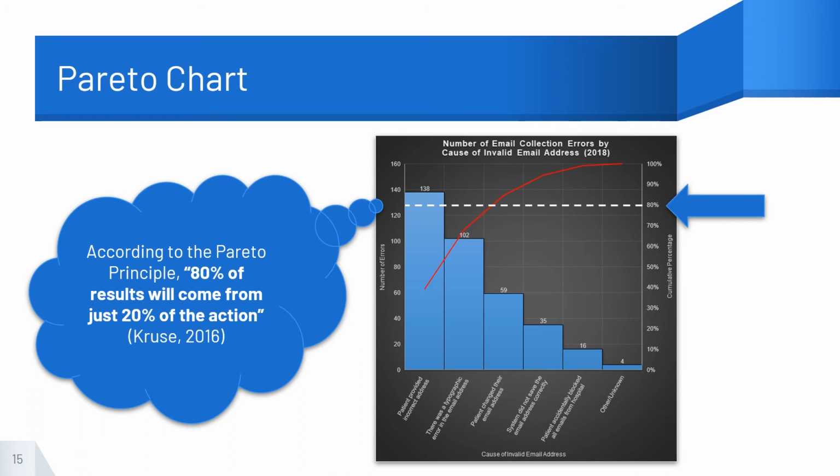According to the Pareto principle, 80% of results will come from just 20% of the action. In the Pareto chart pictured, 20% is represented by the following 2 causes. The patient provided an incorrect email address, and there was a typographic error. For an email collection initiative to be successful, HDC will have to devise smart solutions that successfully address the top causes of email collection errors.